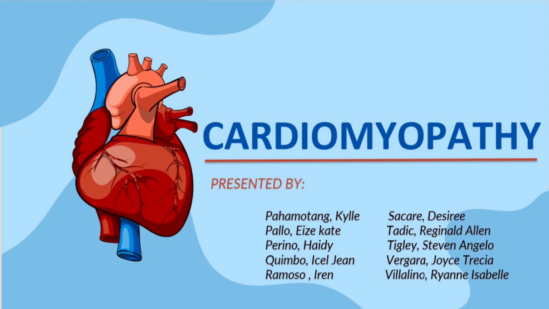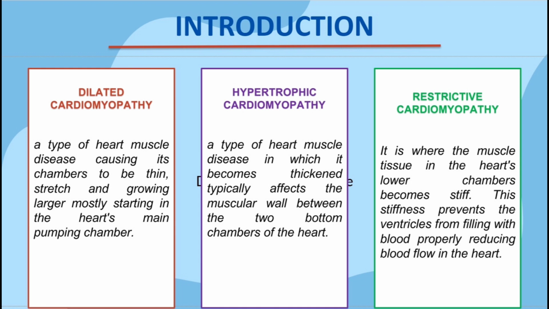Now, there are three types of cardiomyopathy: the dilated, hypertrophic, and restrictive cardiomyopathy. From the word dilated, the chambers become thin, stretched, and grow larger, mostly starting in the heart's main pumping chamber. The hypertrophic becomes thickened, typically affecting the muscular wall between the two bottom chambers of the heart. While in restrictive cardiomyopathy, the muscle tissue in the heart's lower chambers becomes stiff, and this prevents the ventricles from filling with blood properly, reducing blood flow in the heart.